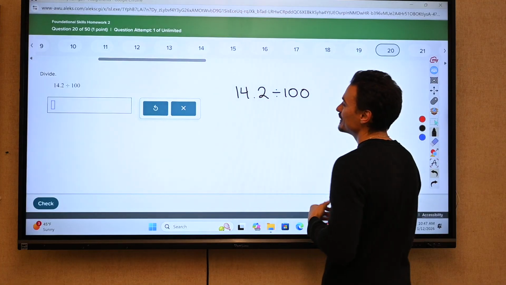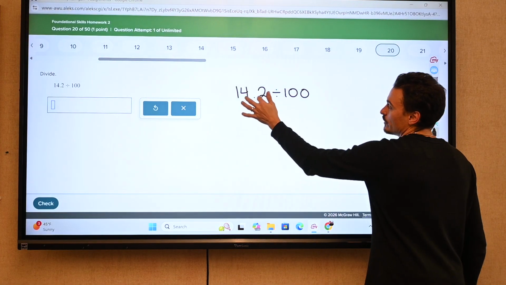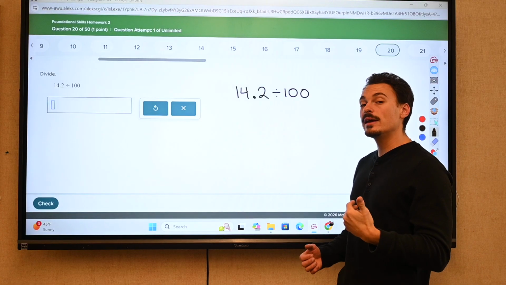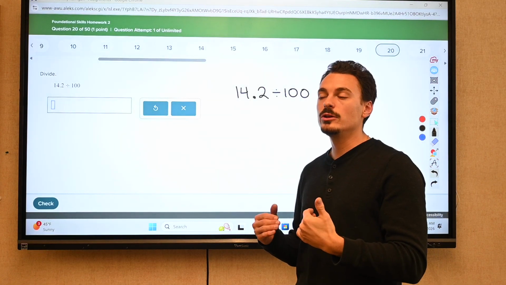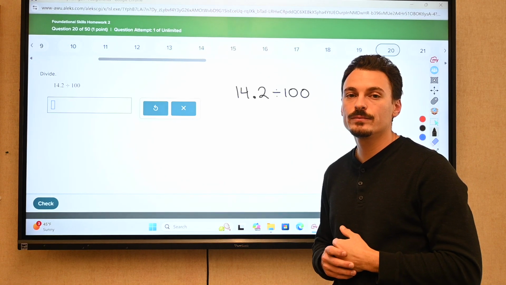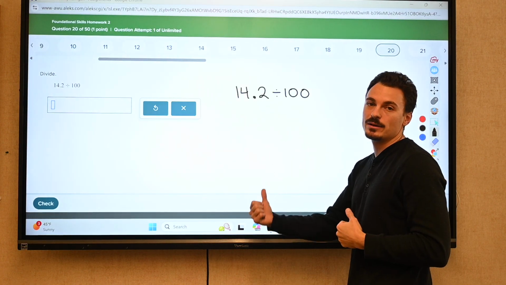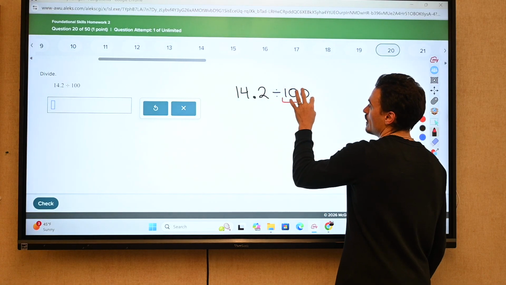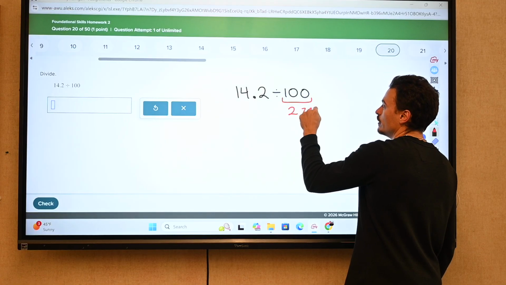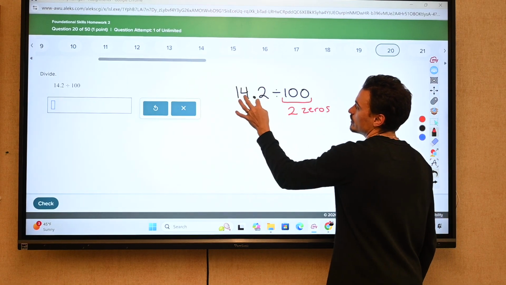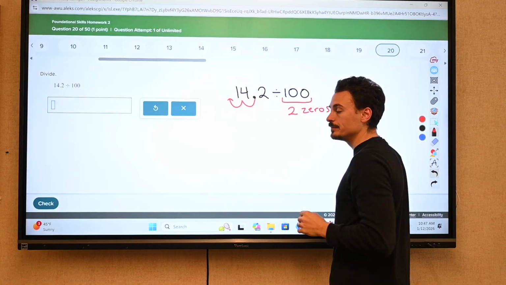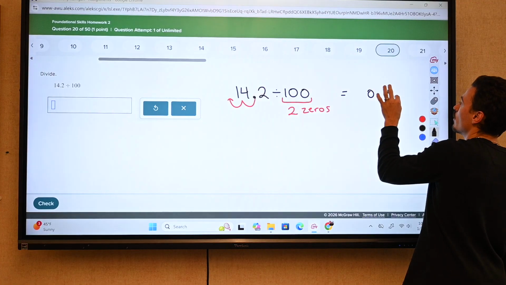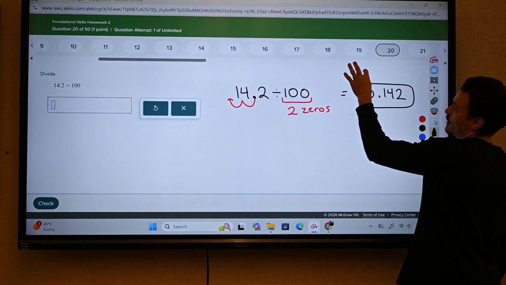All right. So on this one, what you're going to do is take your number, which is 14.2, and we're dividing by 100, right? So you want to think about this. If you're dividing by 100, you know your number is going to get a lot smaller, right? So you're taking a number and dividing it up into 100 pieces. So we're going to do the opposite of what we just did. Right here we have 2 zeros. We're going to go left to make our number smaller. All right? So that's going to equal 0.142, and that would be my answer for this question.